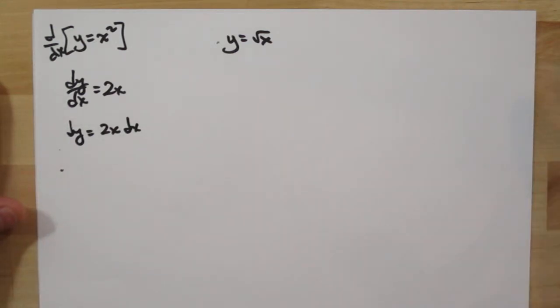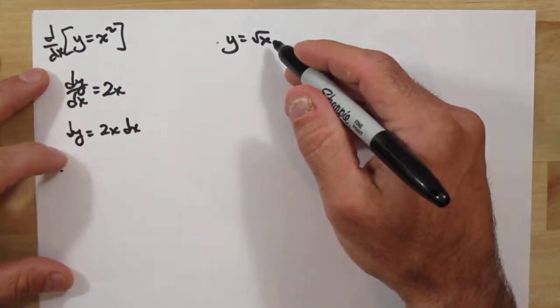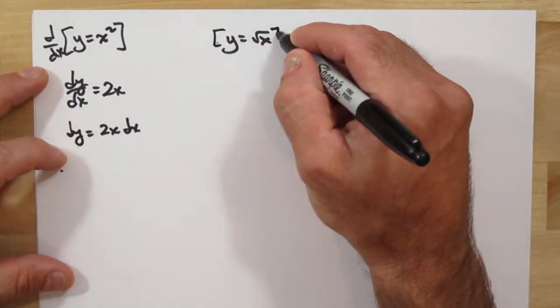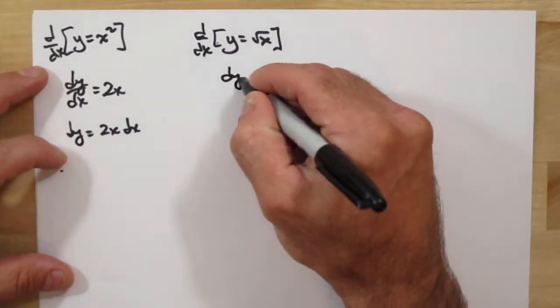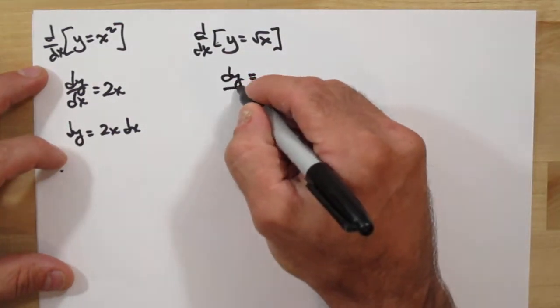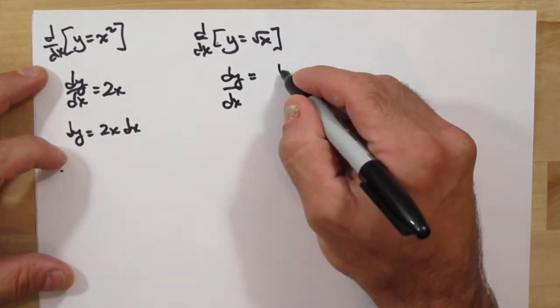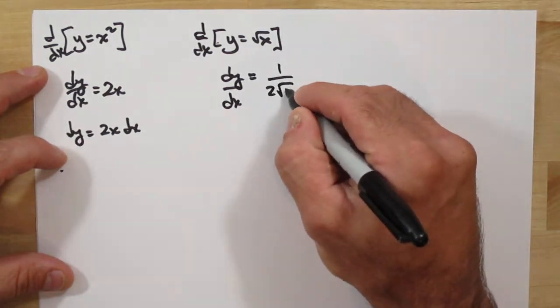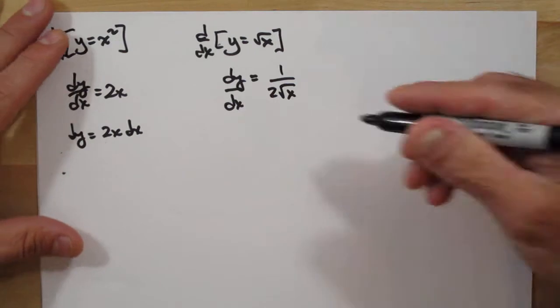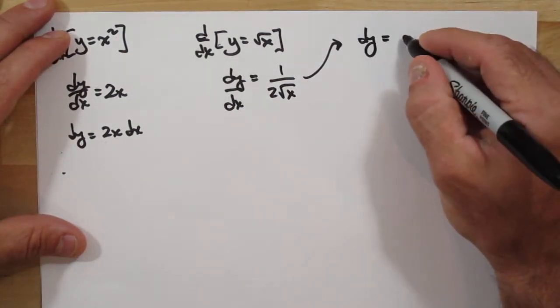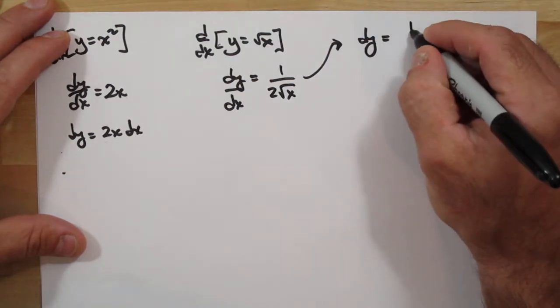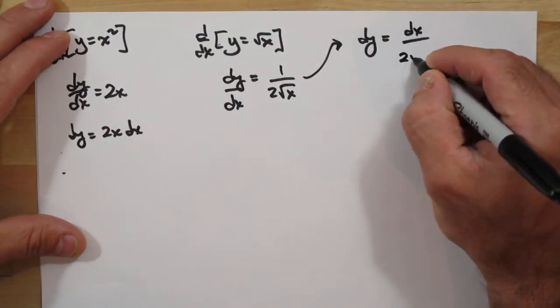So let's find dy for y equals square root of x. You can pause the video right now if you'd like to, or just watch. But I'm going to take the derivative with respect to x, and get dy dx is equal to 1 over 2 root x. Hopefully you got that right. Let's go over here and find dy. Well, dy would equal, multiplying both sides by dx and putting the dx on top, I would get this.